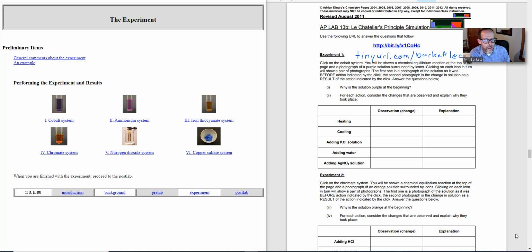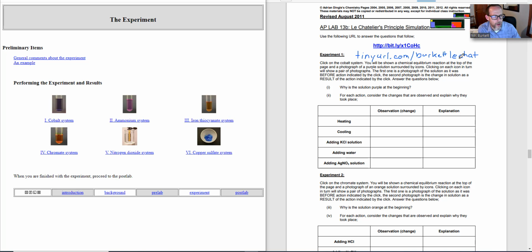And I found out the current URL no longer works. So don't use the URL that I have right up here, this bit.ly URL, but go ahead and use tinyurl.com/BurkettLeChat for just LeChatelier. I think there's only 4 that you're going to do if you go to page 2. So you're not going to do all 6 of these.